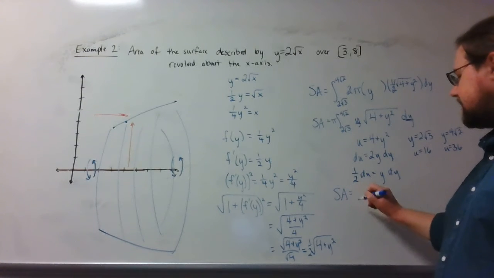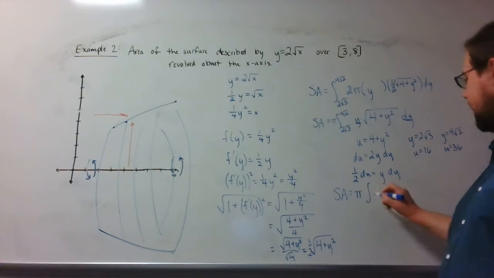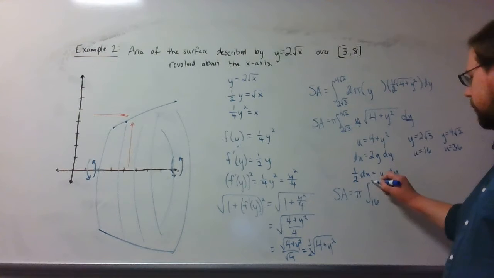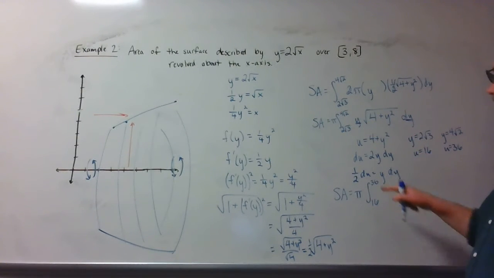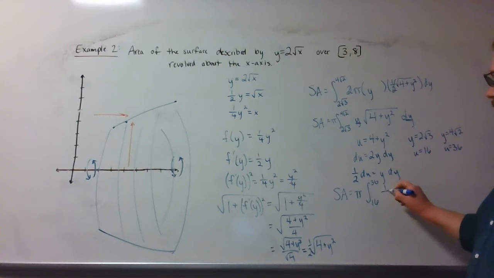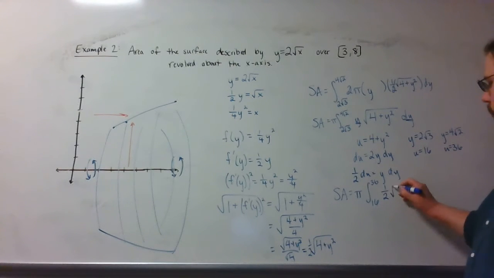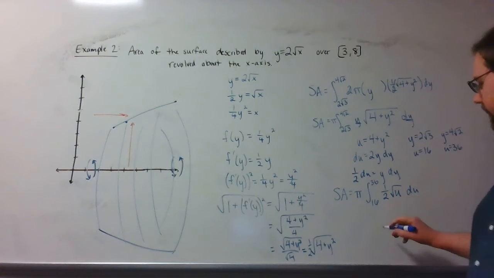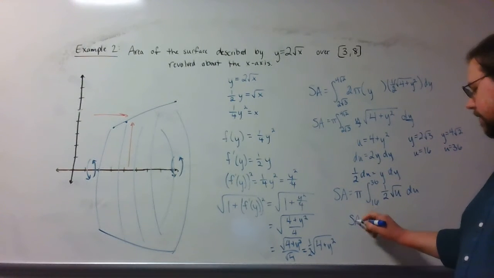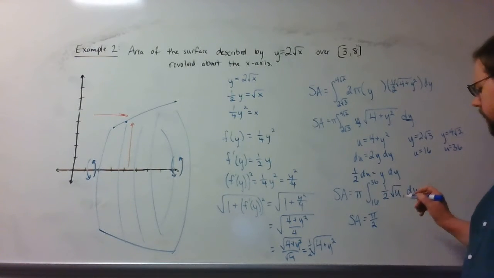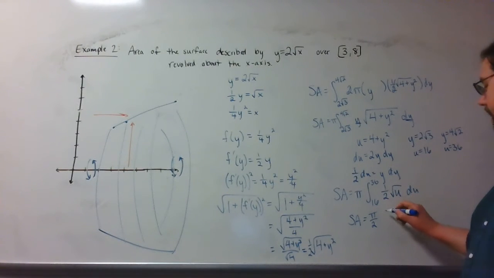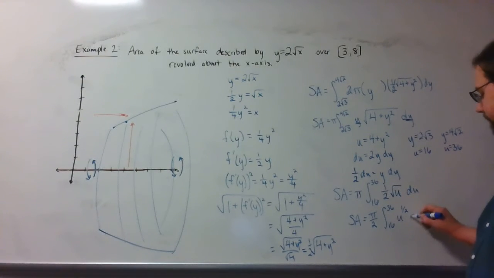So my surface area is pi times the integral from 16 to 36. I'm switching that y out for a u, so that's going to be 1/2 of the square root of u du. Remember, that's actually u to the 1/2. So that'll be important in a second. I'm going to go ahead and take out that 1/2 and write it as pi over 2. And I'll rewrite, let me say it again, that u is to the 1/2 du.